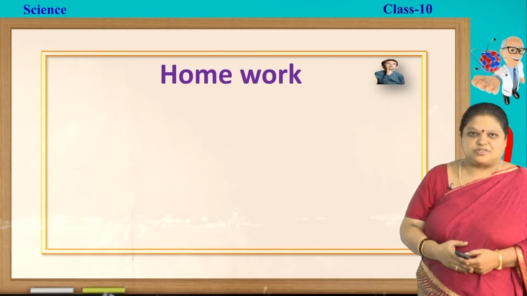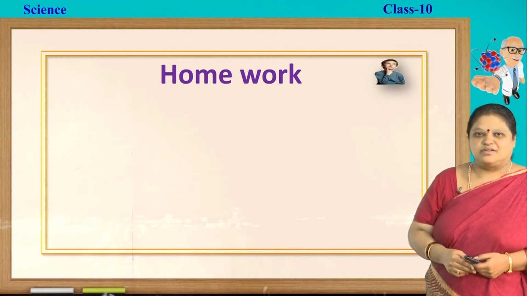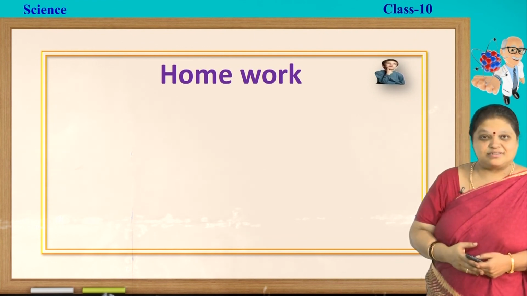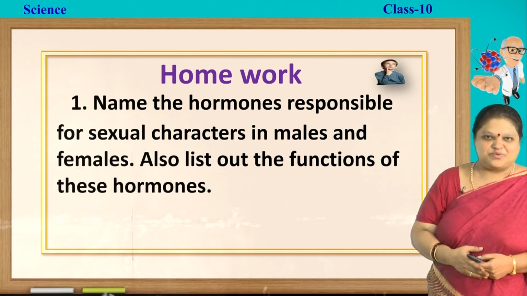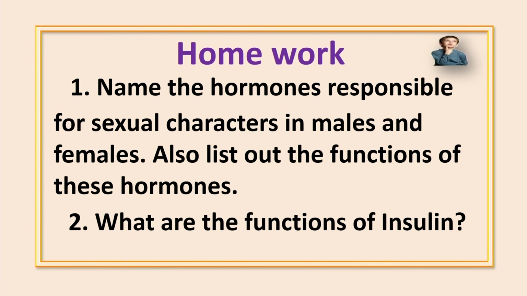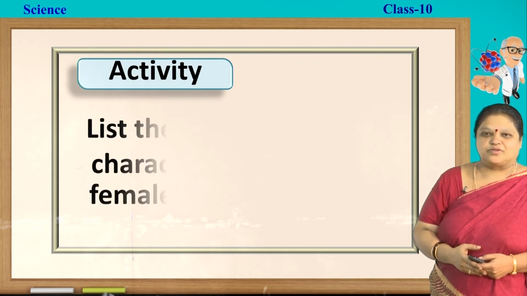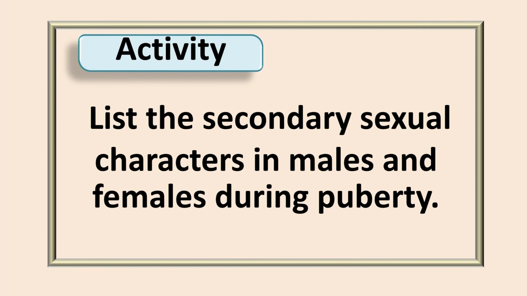I hope you understood the concepts behind these endocrine glands, how they work, what they do, and what their importance is. Now we will go to a small homework. Let us see what you can do. Name the hormones responsible for sexual characters in males and females. Also list out the functions of these hormones. Next, what are the functions of insulin? Now I want you to do a small activity. List the secondary sexual characters in males and females during puberty.